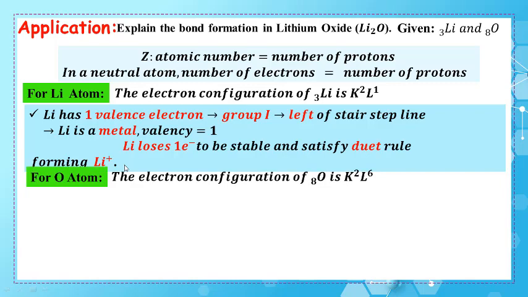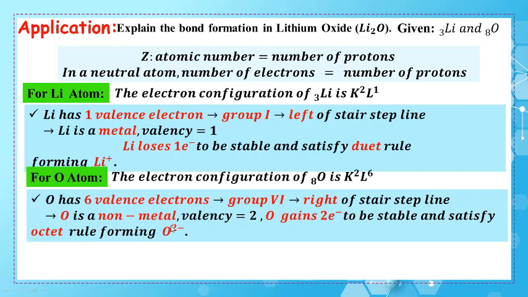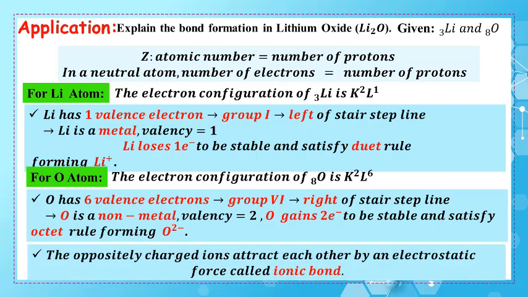And for oxygen atom, the electron configuration of oxygen is K2L6. Oxygen has 6 valence electrons on its valence shell L. Then it is in group 6 or column 16, which is to the right of the stair-step line. Then oxygen is a nonmetal. The valency is equal to 2. Then oxygen tends to gain 2 electrons to be stable and satisfy octet rule, forming oxide or O2- ion. Then the oppositely charged ions will attract each other by an electrostatic force called ionic bond.